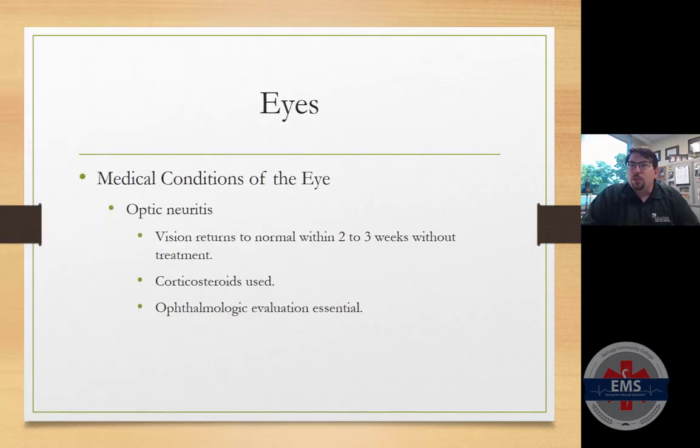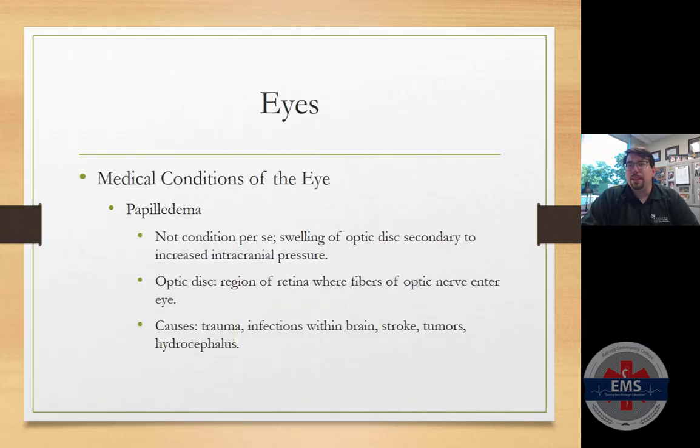Now with optic neuritis, vision returns to normal within 2 to 3 weeks without treatment. That's the cool part about optic neuritis. We've got to get the inflammation under control. Once the inflammation is under control, vision will typically return. So corticosteroids are going to play a big role in helping us reduce some of that inflammation. And then they're going to need to see an ophthalmologist as well, because a continuous assessment and long-term treatment plan is going to be necessary.